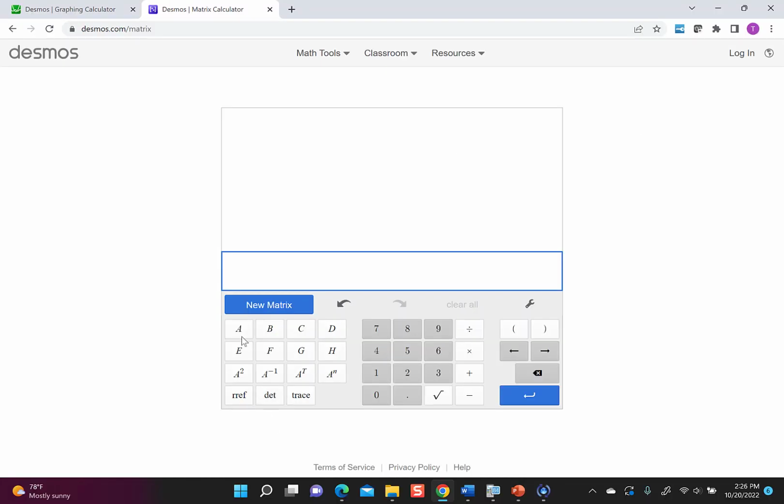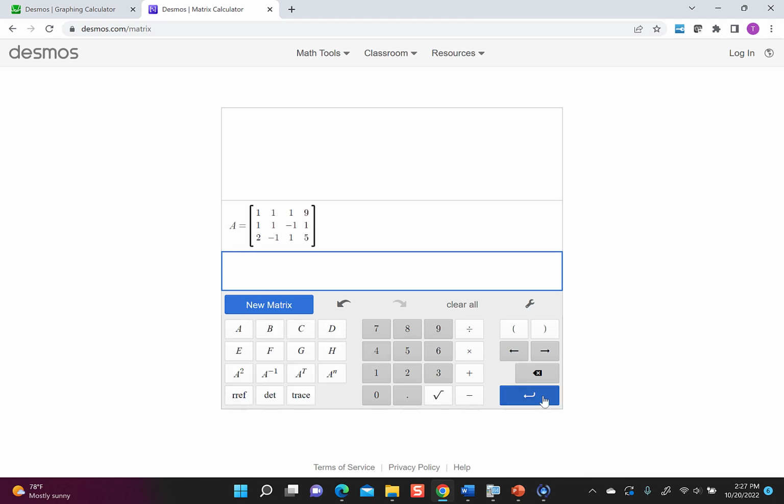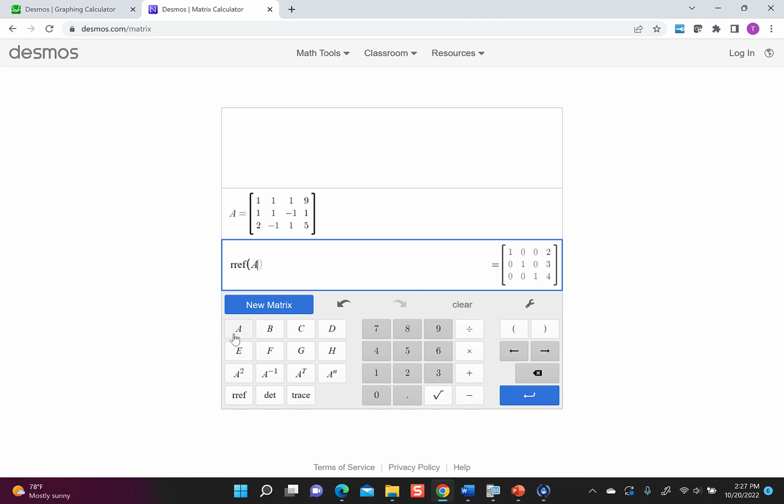So I cleared everything and I'm just going to start again and say new matrix. I'm going to do 3 rows, 4 columns, and then I'm putting in my numbers 1, 1, 1, 9, 1, 1, negative 1, 1, and then 2, negative 1, 1, 5. So I have my matrix, I hit enter. Our REF of A says 2, 3, 4. So we're really just reading this last column to get out your answer of x, y, z. And once again, you can see it's the same thing we got.